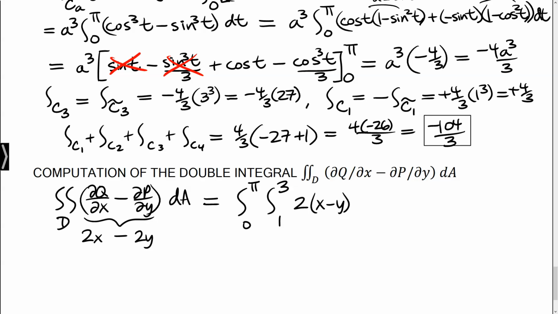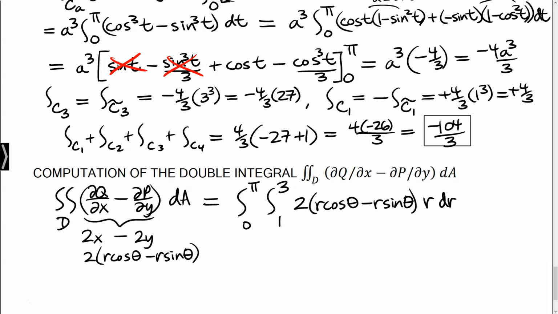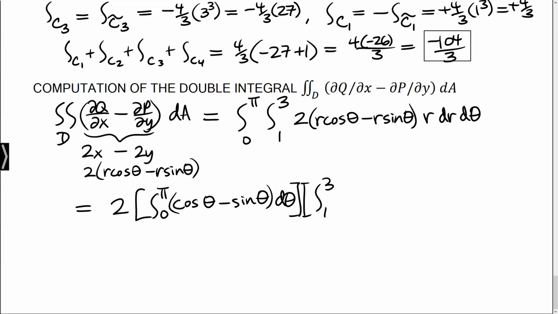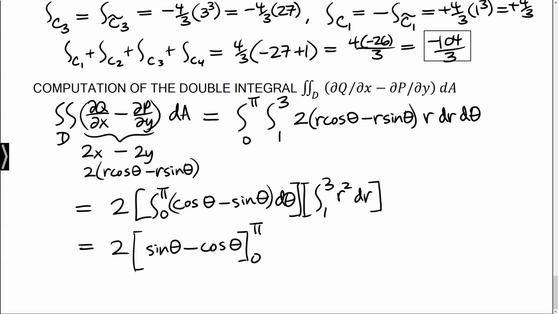And, whoops. So I need to change this into polar coordinates. So this is going to be 2 r cosine theta minus r sine theta. And I need an r dr d theta. And the nice thing about this is it splits up into an r integral and a theta integral. So it's 0 to pi of cosine theta minus sine theta d theta times, and then we've got r from 1 to 3 of an r squared dr. Okay, so this is 2 times sine minus cosine, 0 to pi, and this is r cubed over 3 from 1 to 3.